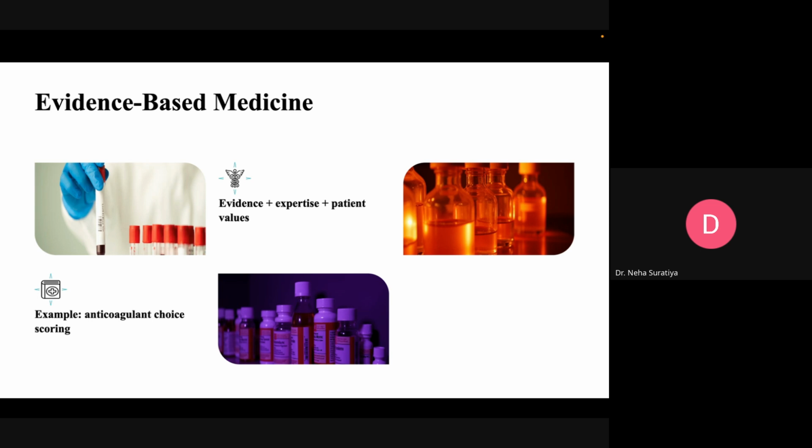Okay, for example, anticoagulant choice scoring. Okay, I will be having a whole example of this particular thing because this is very important. Anticoagulant choice scoring. But if I want to explain this, I need a whole 20 minutes. Okay, so in our upcoming sessions, everything will be there. EBM is also a whole topic to discuss. Okay, this is an overview for you. What is coming inside your 7 modules, right?